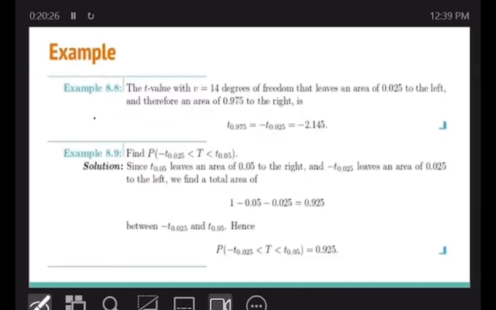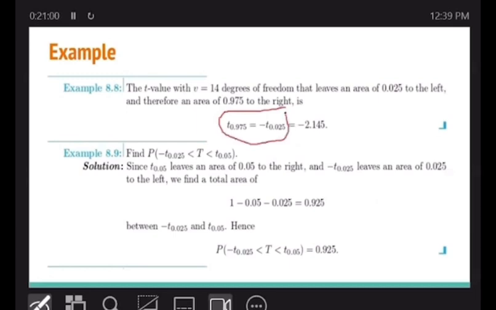I take a look at example 8.8. The T value with v equal to 14 degrees of freedom that leaves an area of 0.025 to the left. And of course, when it leaves 0.025 to the left, it will automatically leave 0.975 to the right because the total area under a curve equals 1. Does that make sense? Now, if I want to check that in the table, I need you to take a look at this.